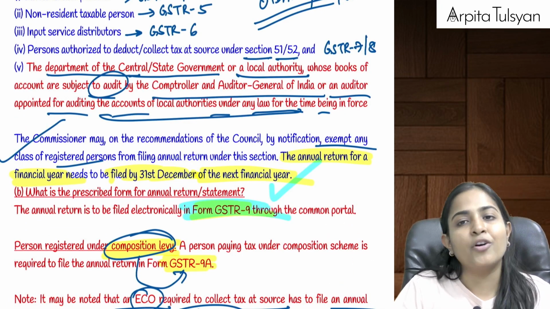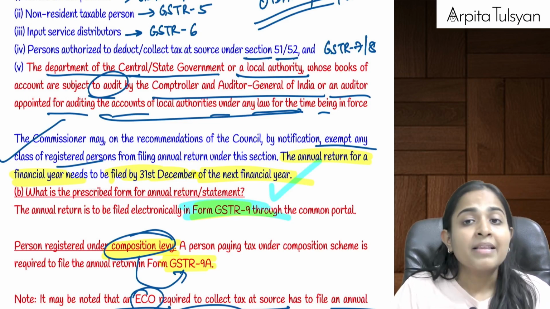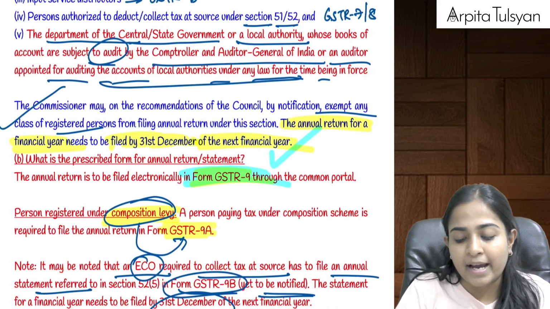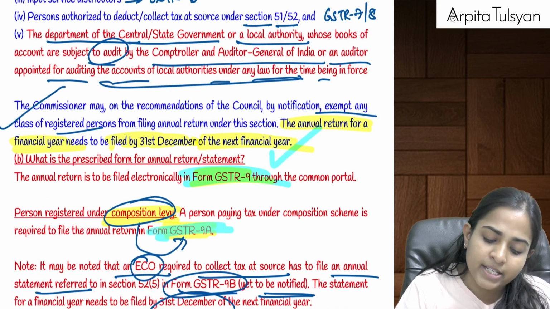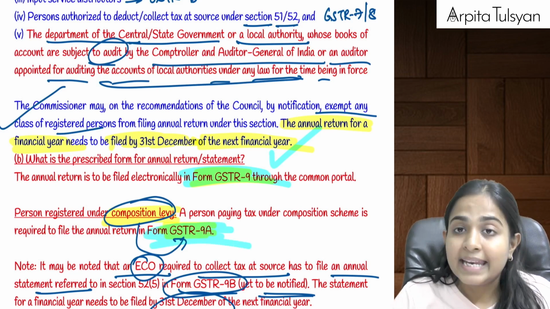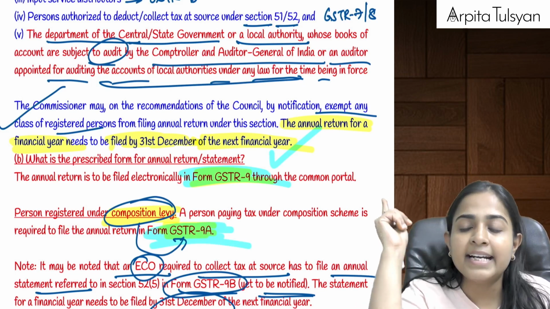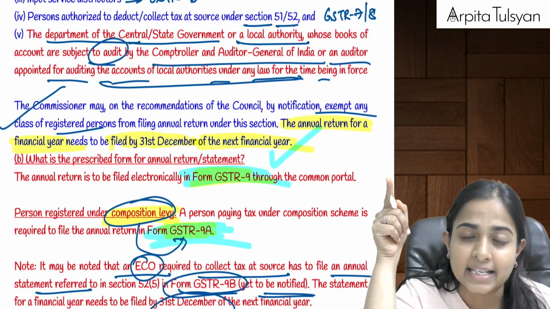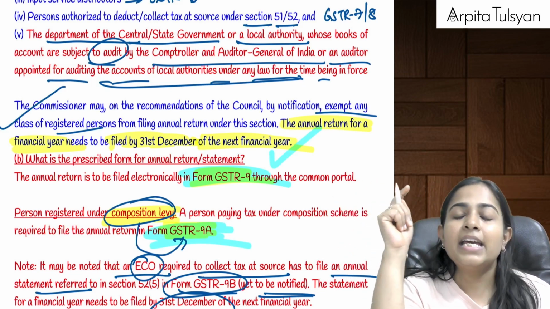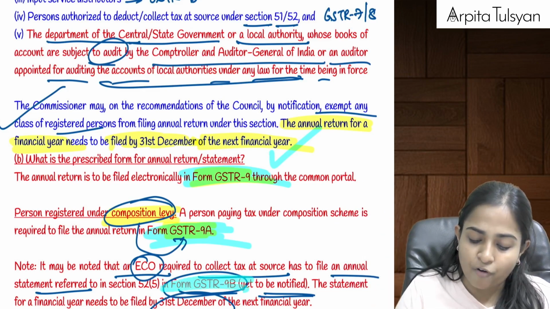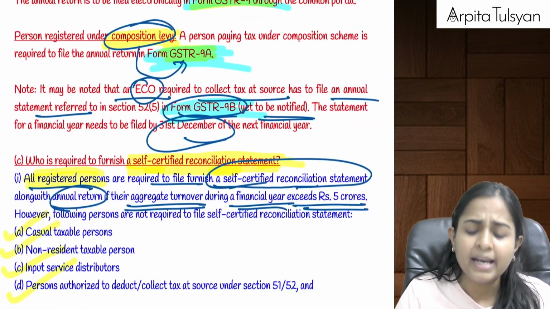The form that we are going to use is GSTR 9. And whenever a composition supplier is filing his annual return, he is going to do it in form GSTR 9A. And one more thing which I would like to add here is, we had studied when ECO was deducting the TCS, ECO was collecting the TCS, he was required to file a statement that was in form number GSTR 9B, which is yet to be notified.